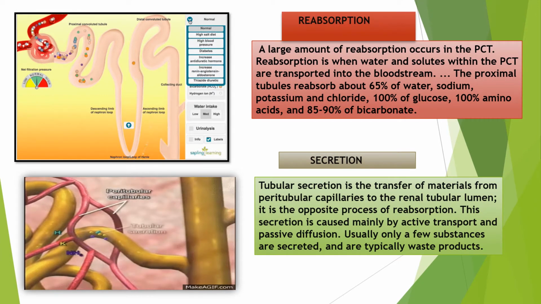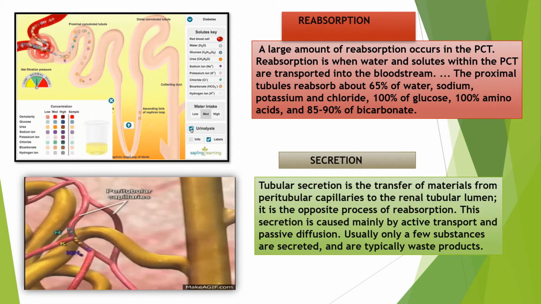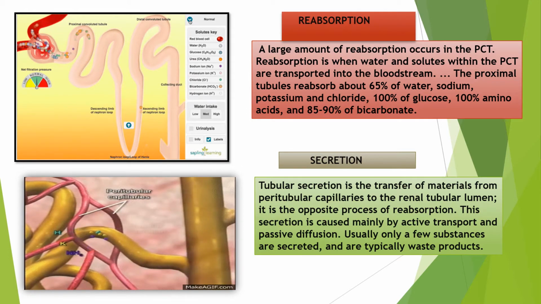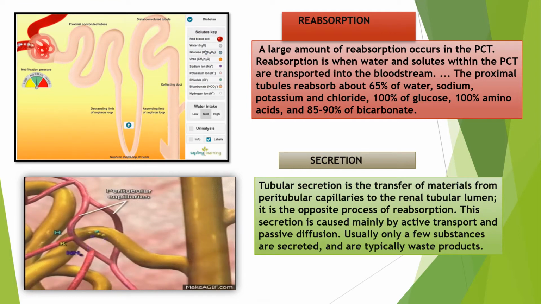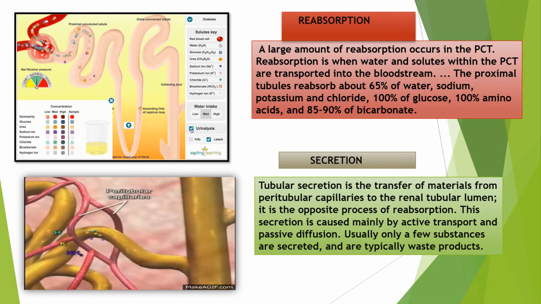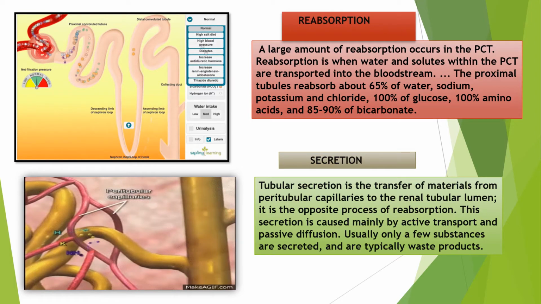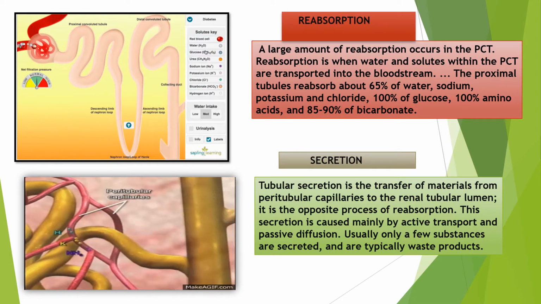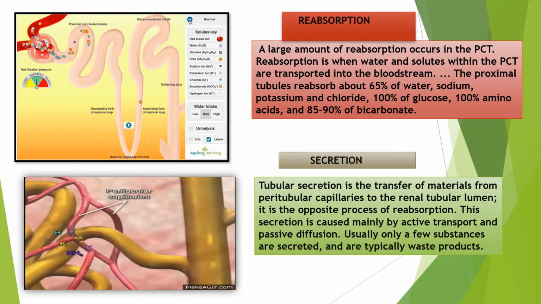Second step is reabsorption. A large amount of reabsorption occurs in the PCT, that means proximal convoluted tubule. Reabsorption is when water and solutes within the PCT are transported into the bloodstream. The proximal tubules reabsorb about 65% of water, sodium, potassium, and chloride, 100% of glucose, 100% amino acids, and 85 to 90% of bicarbonate. Bicarbonate means HCO3.